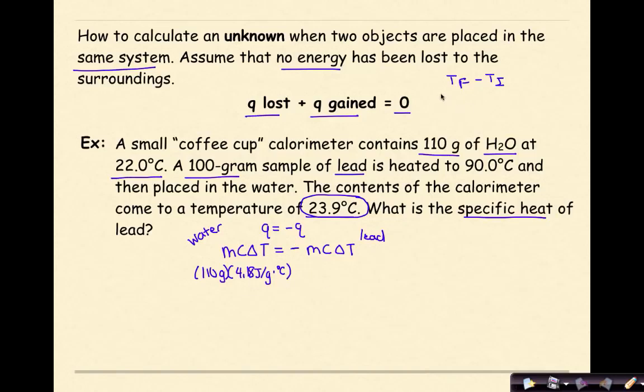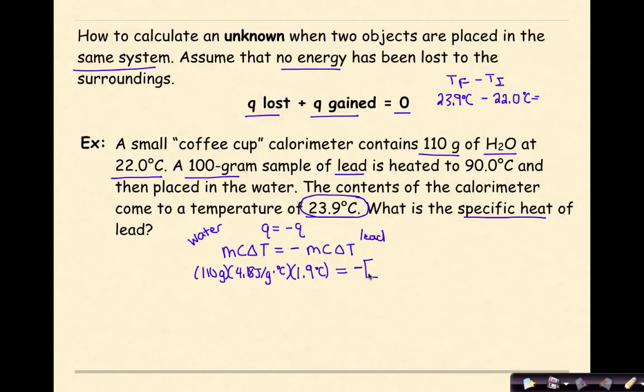So temperature final will be 23.9 degrees Celsius. My temperature initial for water is 22 degrees Celsius. So if I take the difference of those two, my delta T for this situation is going to be 1.9 degrees Celsius. Okay, that is going to be my delta T. Now let's go over to the lead side. So we're going to have a negative here, and we've got to be really careful to make sure that we bring that negative with us.